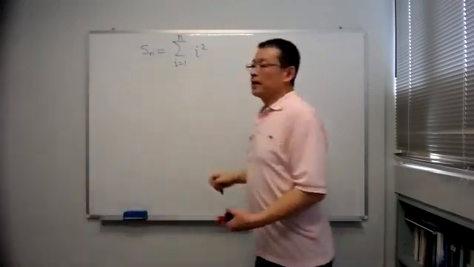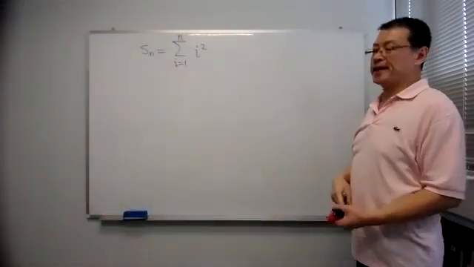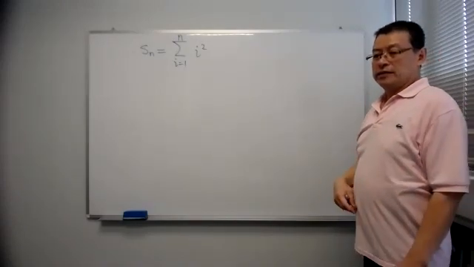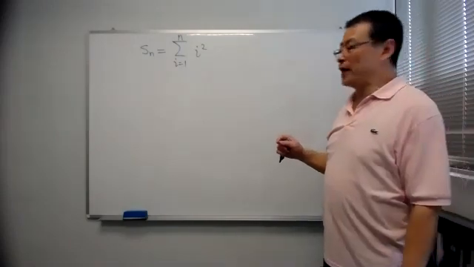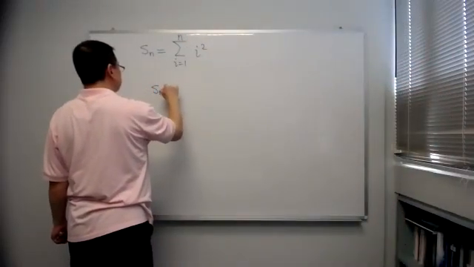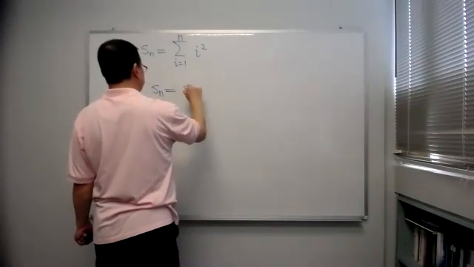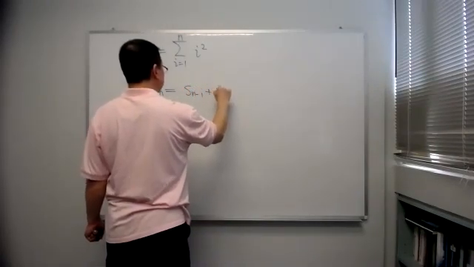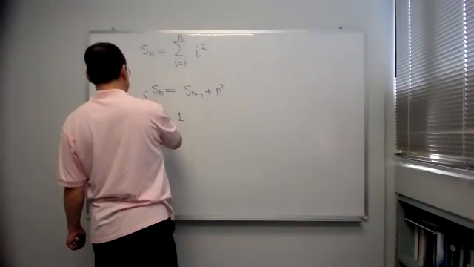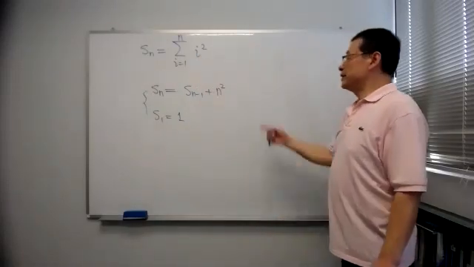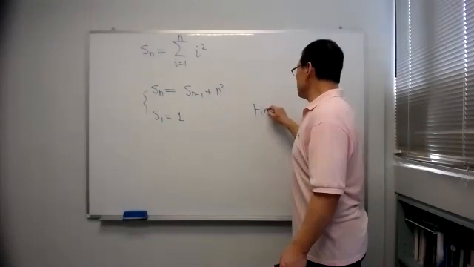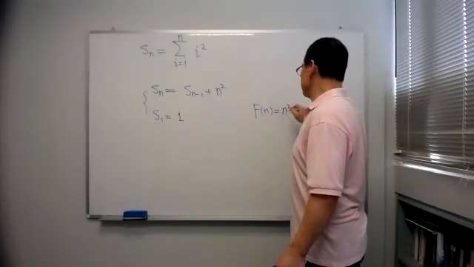We want to obtain a closed formula for the sum of the squares of the first n numbers. All right. So one way to do it is to use a recurrence relation. Okay. So we have a very simple recurrence relation. Here, F(n), the non-homogeneous part, is n squared.